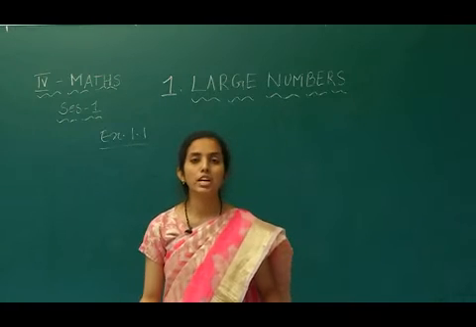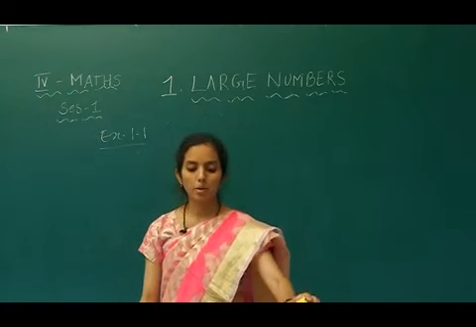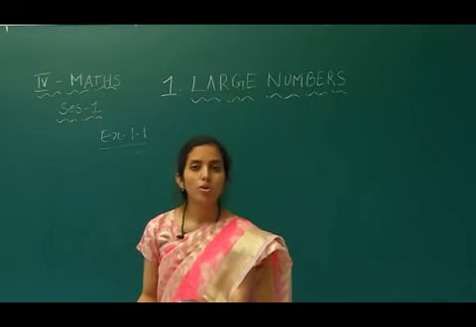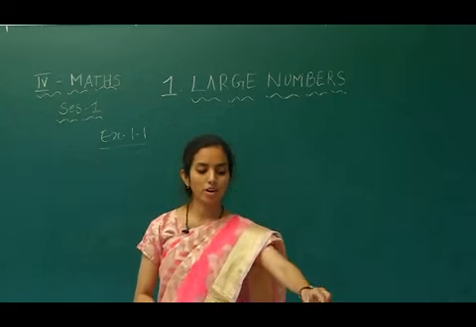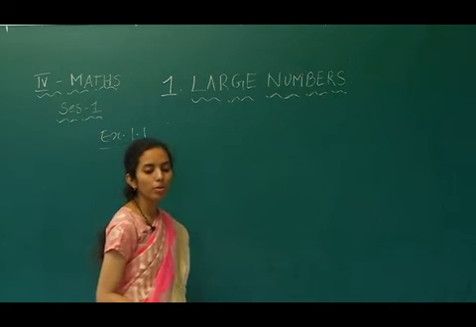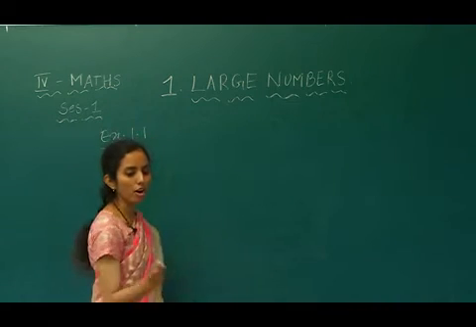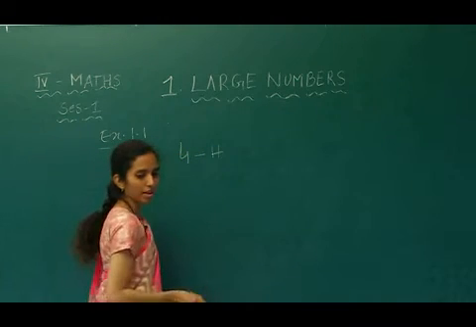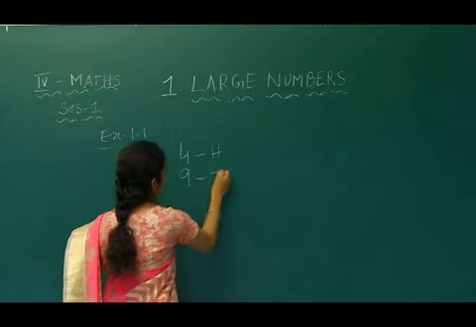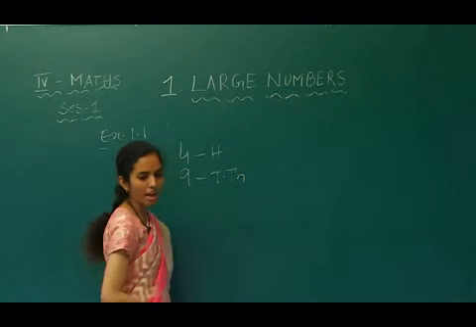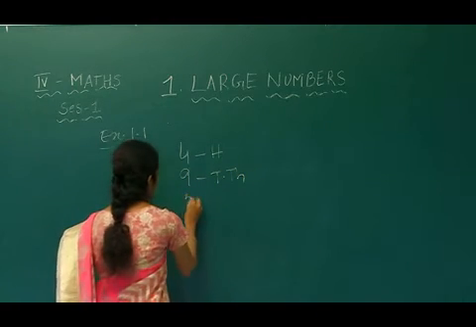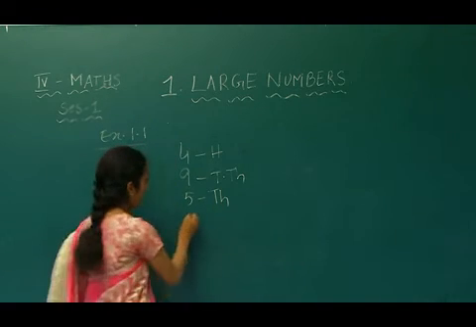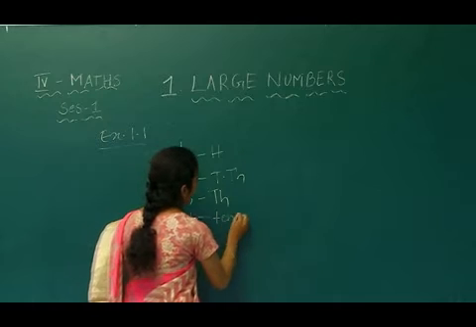Next, coming to page number 11. What is given? He has given you numbers and he is asking to write the number properly. He has given you 4 hundreds, 9 10,000s, and 5 thousands and 1 tens. So how do you write?